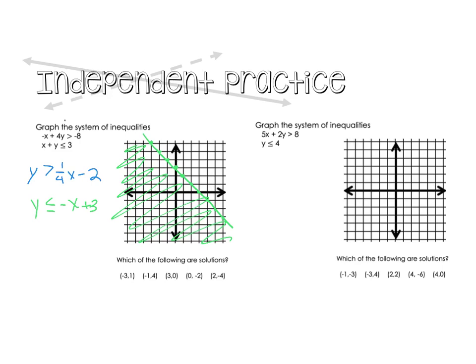My other line, I'm going to come to negative 2. And my slope is 1/4. And that's going to be a dotted line. And y is greater than, so I'm going to shade above. And our overlapped area is going to be this area right here.